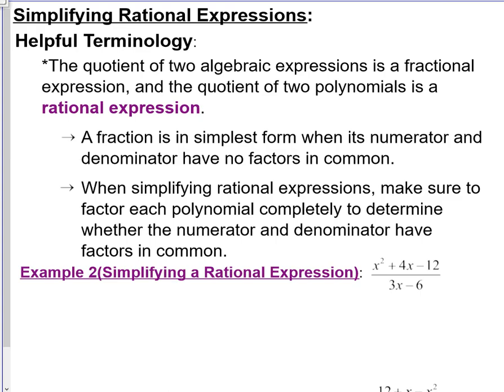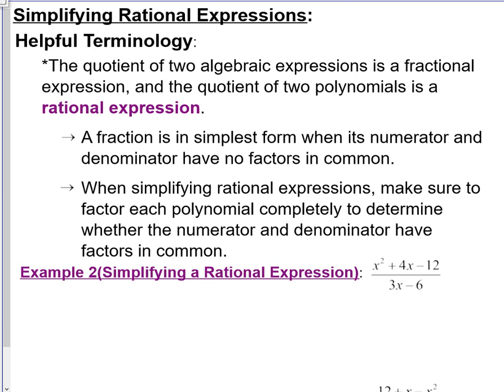Simplifying rational expressions. This is what we're going to tackle for the rest of the examples that we cover. So some helpful terminology that we can be aware of. The quotient of two algebraic expressions is a fractional expression, and the quotient of two polynomials is a rational expression. So we're going to be specifically working with the rational expressions. A fraction is in simplest form when its numerator and denominator contain no common factors. So we're going to have to do some factoring like we did in Appendix A.4. When simplifying rational expressions, make sure to factor each polynomial completely to determine whether the numerator and denominator have factors in common. So we got to look for some common factors.